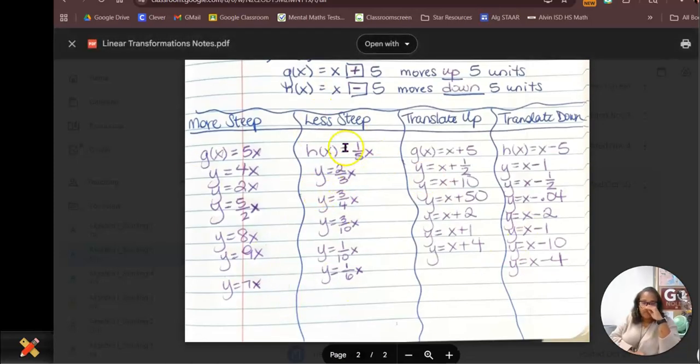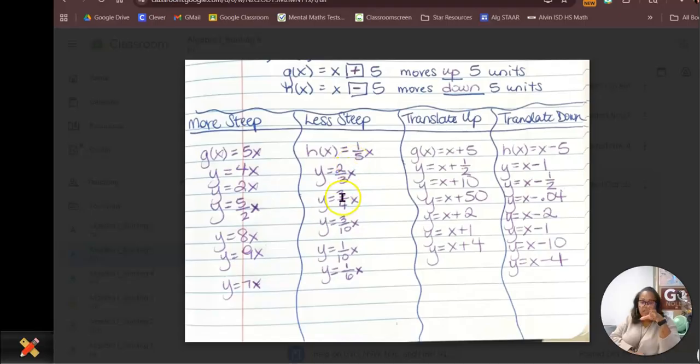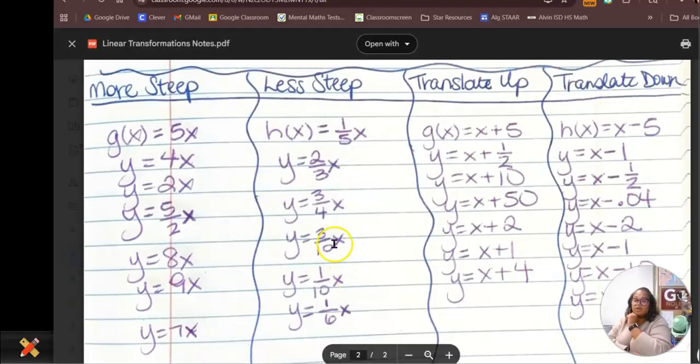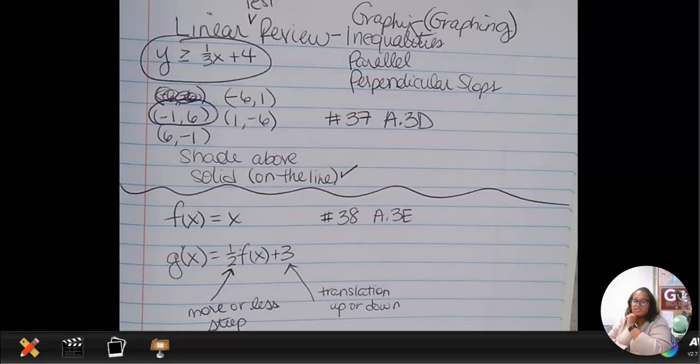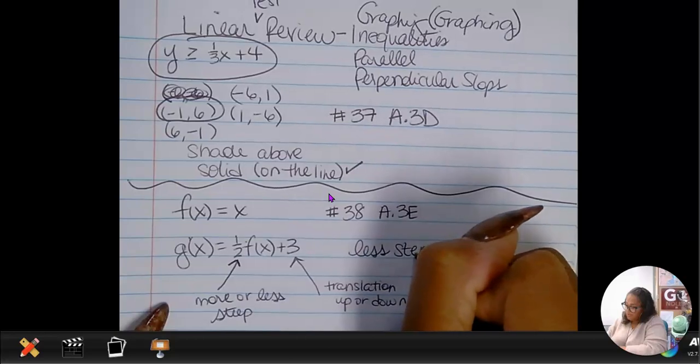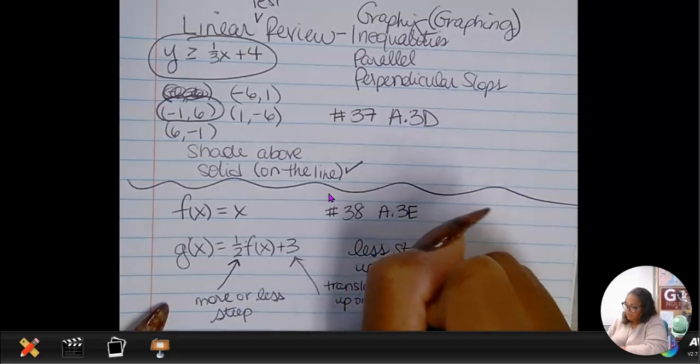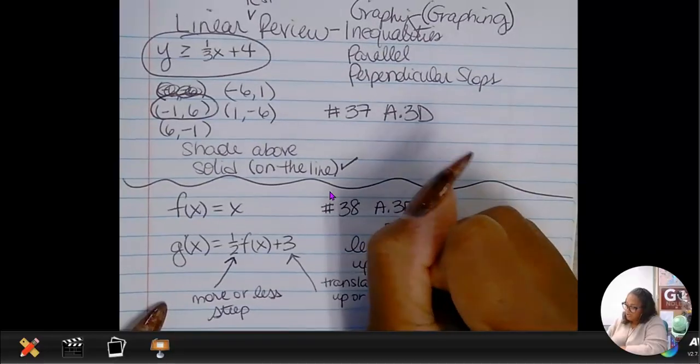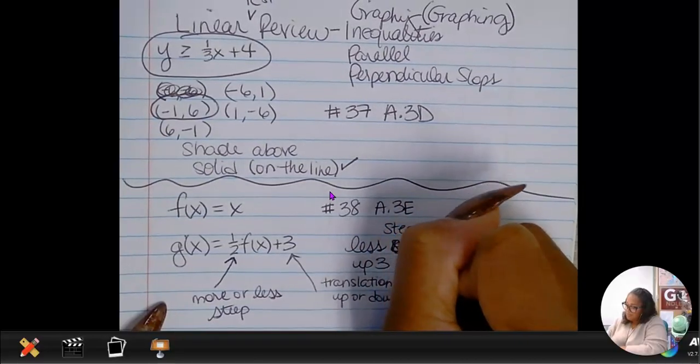So the fractions make it less steep. Remember, the fraction has to be less than 1. The numbers greater than 1 that are attached to x in your slope, or are your slope, will be more steep. The translation up will be if I add after my x, and the translation down would be if I subtract after my x. Okay, so according to our equation, we had 1/2 x, so that would be over here in the less steep column, and then +3 would make it translate up. So it would be less steep, oops, not step, and up 3 units. Make sure that says steep. My bad.